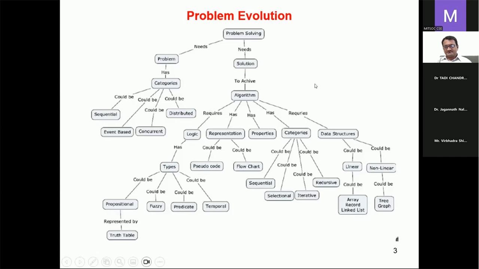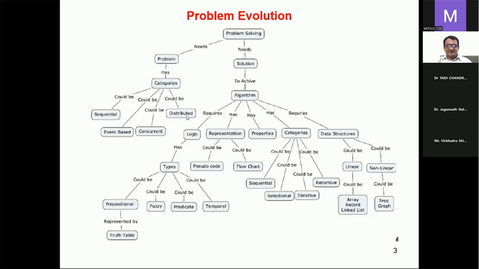Anyone? Please answer fast. We have limited time, so we will move ahead immediately. Anybody? There is something in the chat box. Yeah, anybody? Please answer. My question is very simple. When I am addressing your problem on quantum platform, which category will it go into? Sequential, event-based, concurrent, or distributed? Come on, first. Yes? Anybody?